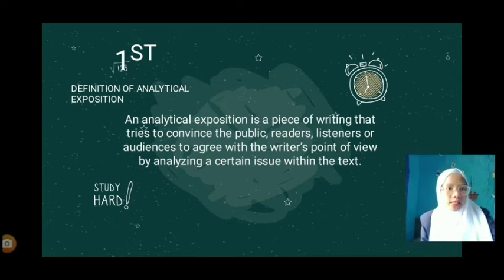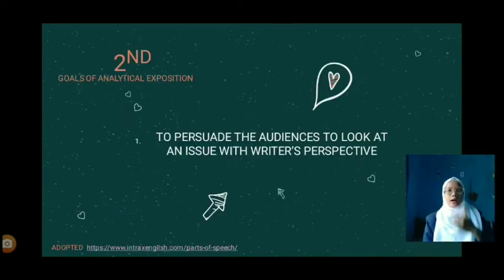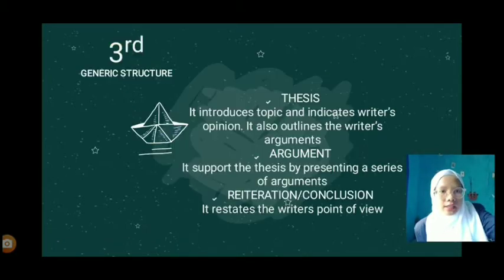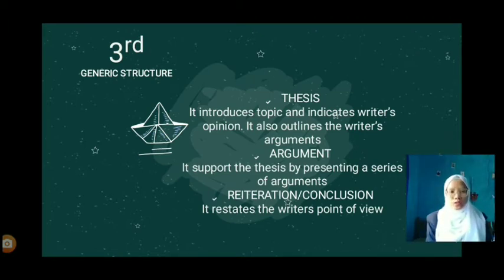Okay, let's go to the next stage. After knowing the definition of analytical exposition text, here we have to know about the goal of analytical exposition. Of course, the goal is to persuade the audiences to look at an issue from the writer's perspective. Okay, have you understood? Okay, next is the generic structure of analytical exposition text.